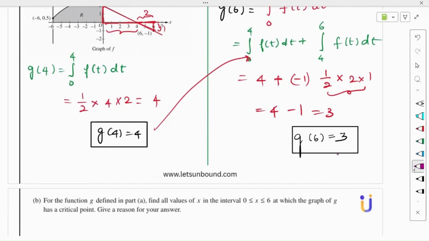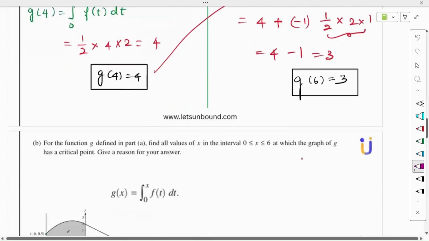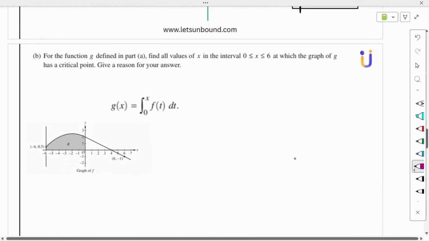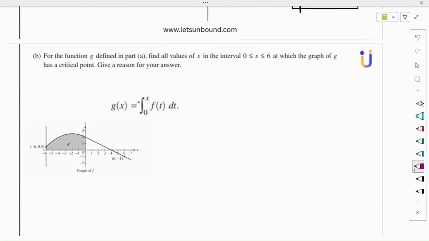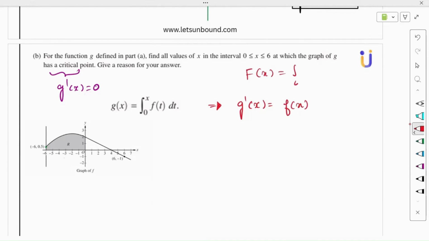Now moving to part B of the problem. For the function defined in part A, that is g of x, find the values in the interval from 0 to 6 where it has a critical point. Let's go. For g to have a critical point means g dash of x is 0. I know the g of x definition. Now g dash of x means, by the fundamental theorem, g of x is integral 0 to x f of t dt.